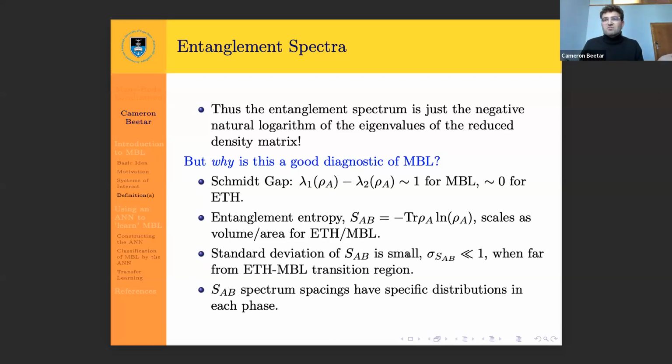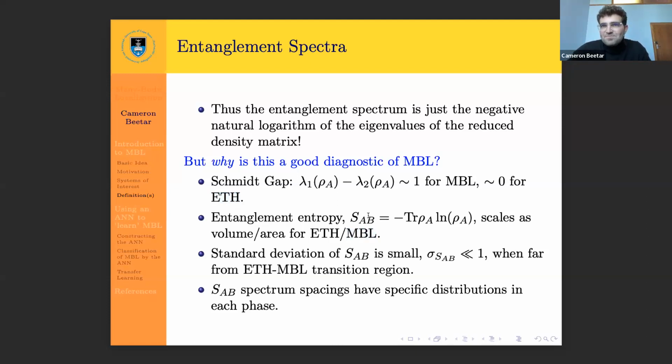Naturally, a good question to ask is, why is that a good choice of input? There are several reasons, and I'll brush over them quite quickly. The difference between the largest two eigenvalues is called the Schmidt gap. That's approximately 1 for many-body localization and approximately 0 for thermalizing states, where ETH is the eigenstate thermalization hypothesis.